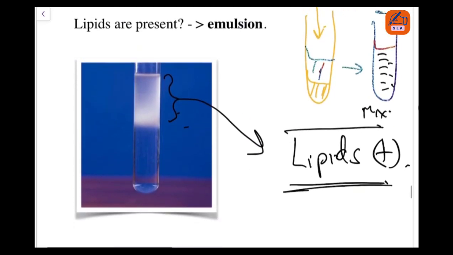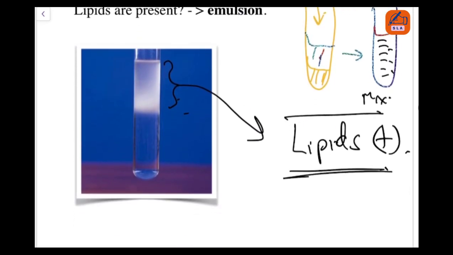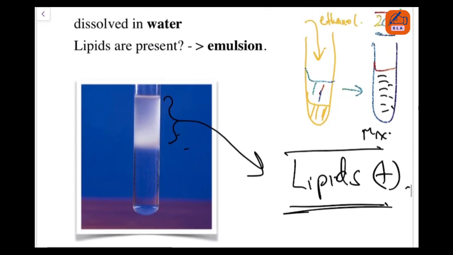So what happens there is that we know that lipids are insoluble. We did talk about it at the very beginning of our session. So we are taking advantage of this property of lipids being insoluble. We add ethanol to it, and when we add ethanol to it, they will dissolve. So lipids will dissolve.